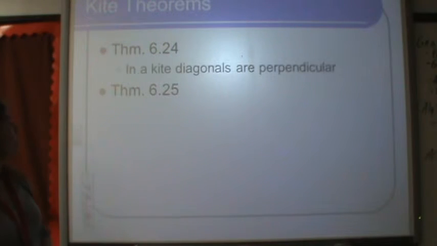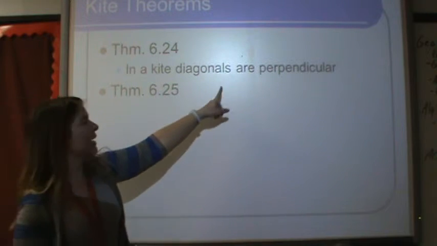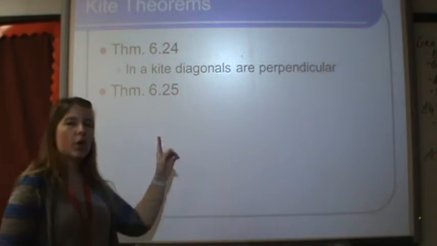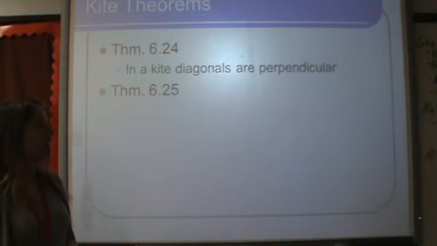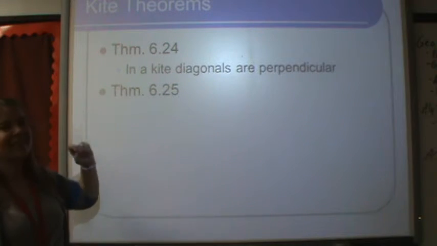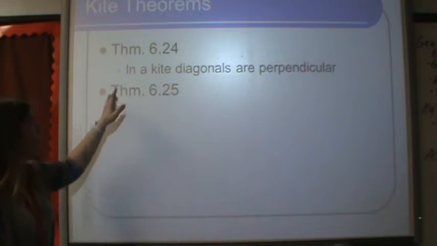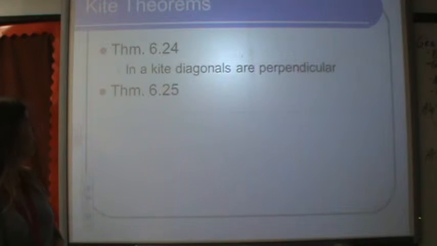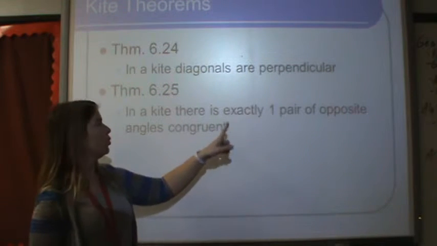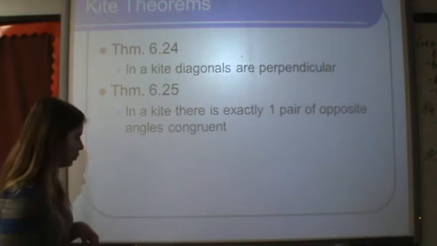So, theorems we have for it. In a kite, diagonals are perpendicular. If you notice, that was the same as what we had in a rhombus. But a kite is not a parallelogram. But we do see that again. And then also, in a kite, there's exactly one pair of opposite angles that are congruent.